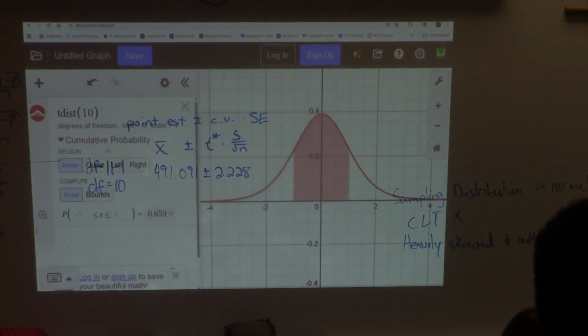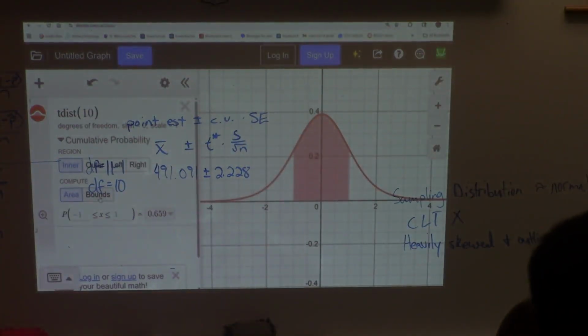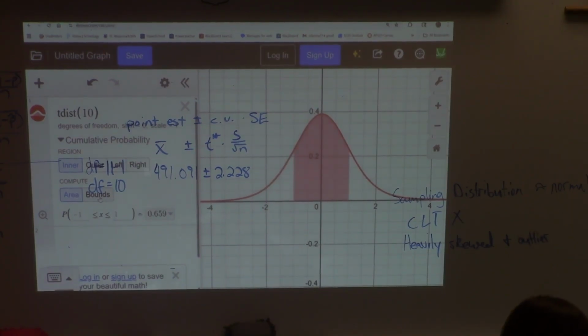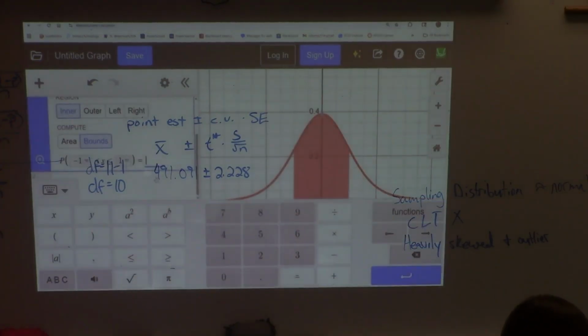Now notice I can go to cumulative probability. Are we computing area or are we computing some bounds? We already have area, so we need to compute the bounds. So what area do we want?